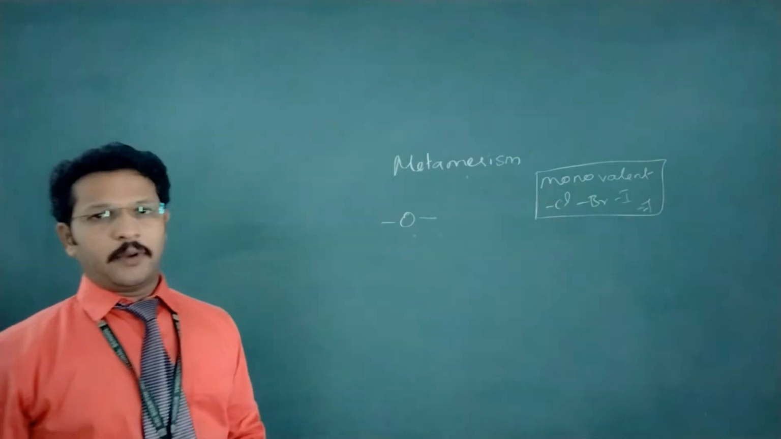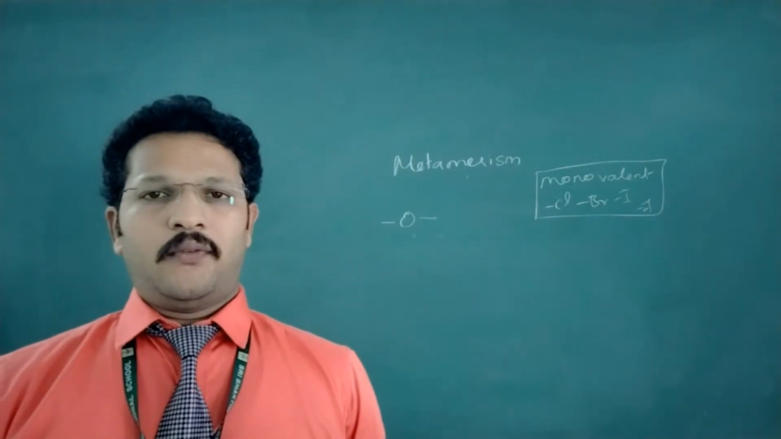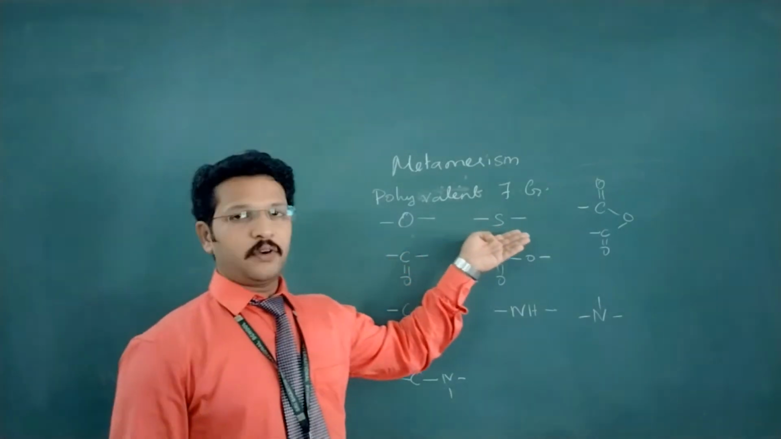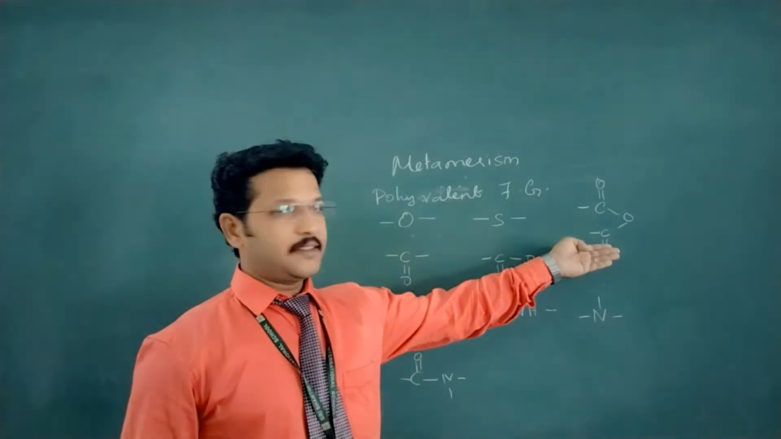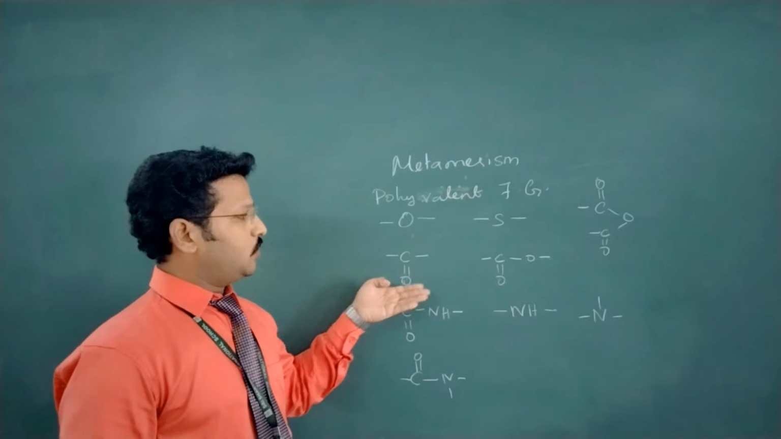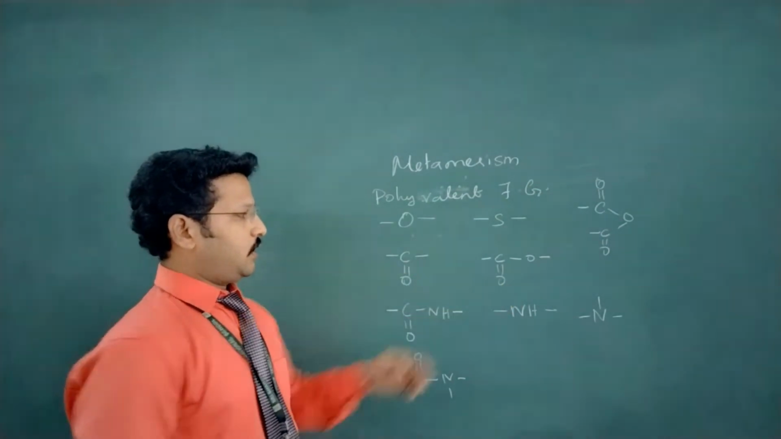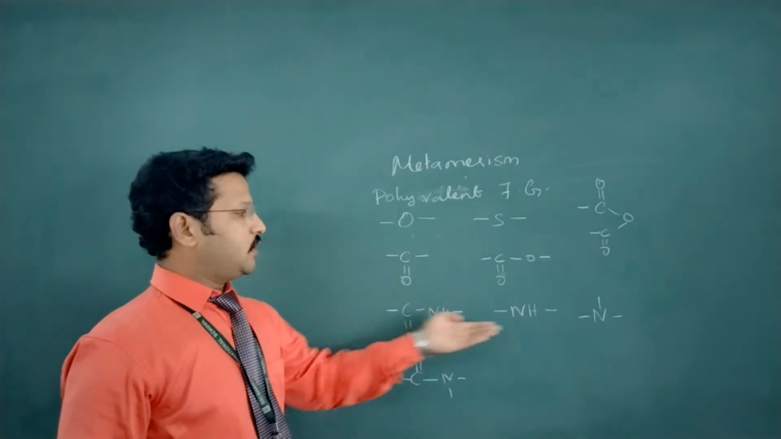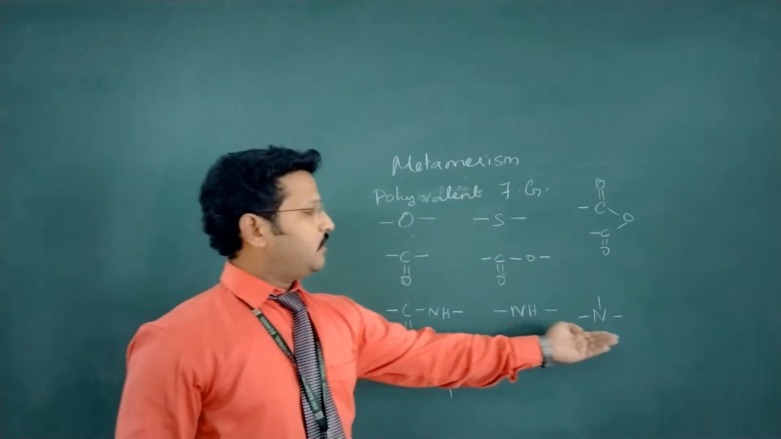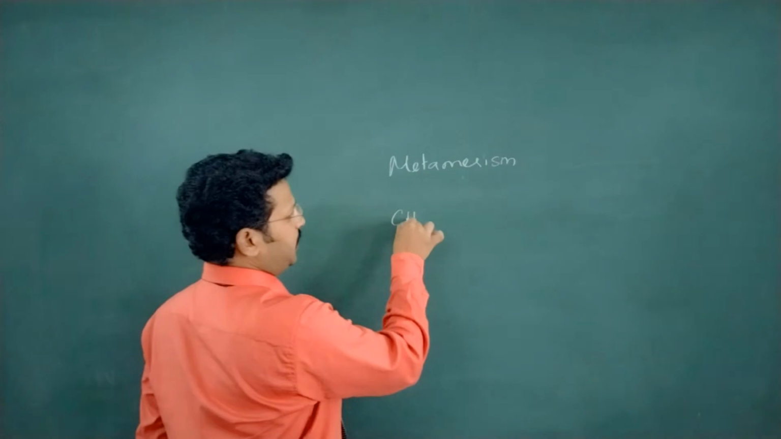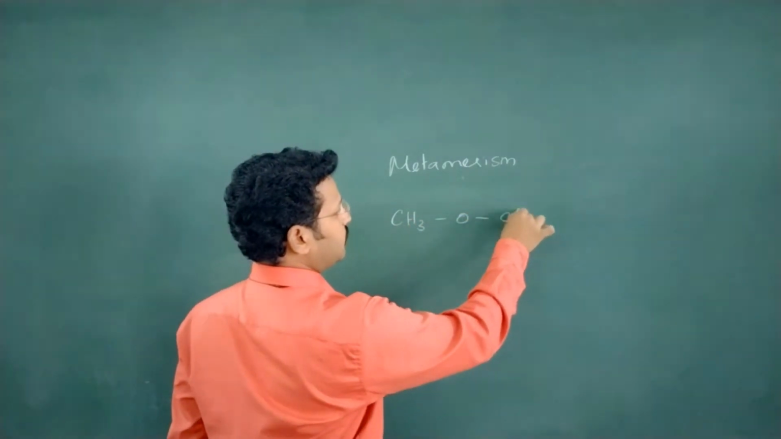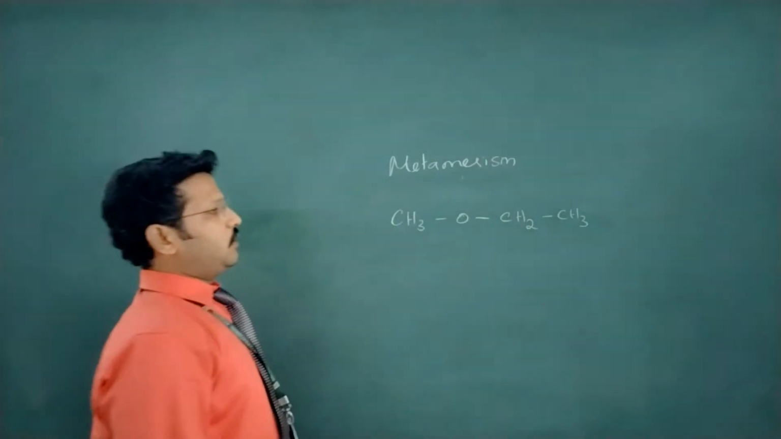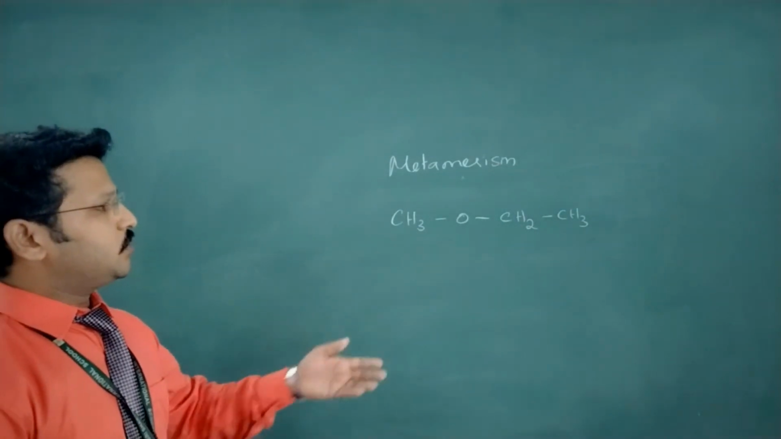Here I will elaborate some of the polyvalent functional groups. Here we have oxygen as a polyvalent functional group, and sulfur, and this is acidic anhydride, and this keto, and this is acetate or acid functional groups, and this is amides, this secondary amine, this tertiary amine. Here the minimum carbon containing hydrocarbon with oxygen shows the metamer.